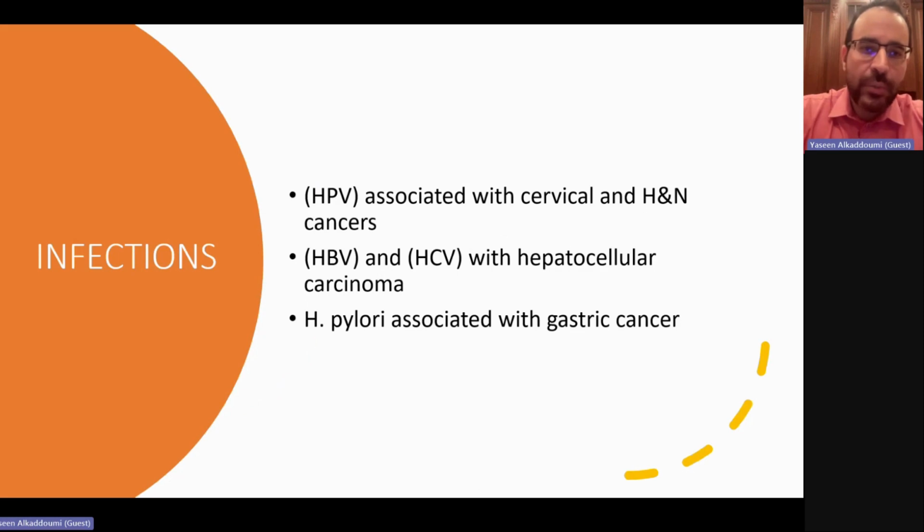Some infections can be associated with cancer, and this is a small list that I put up here. For instance, HPV, human papilloma virus, can be associated with cervical and head and neck cancer. The hepatitis B virus and hepatitis C virus can be associated with hepatocellular carcinoma, which is basically cancer of the liver. And H. pylori bacterial infection can be associated with gastric cancer, specifically lymphoma of the stomach, MALT lymphoma.